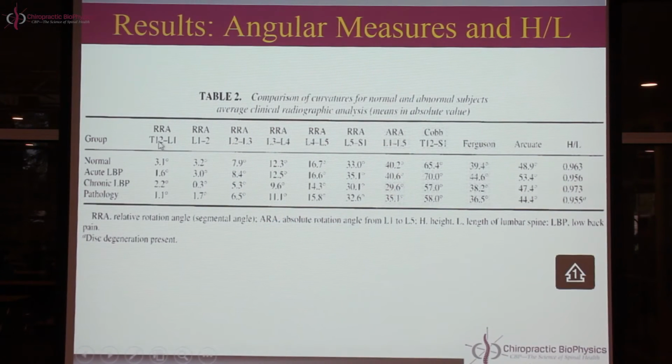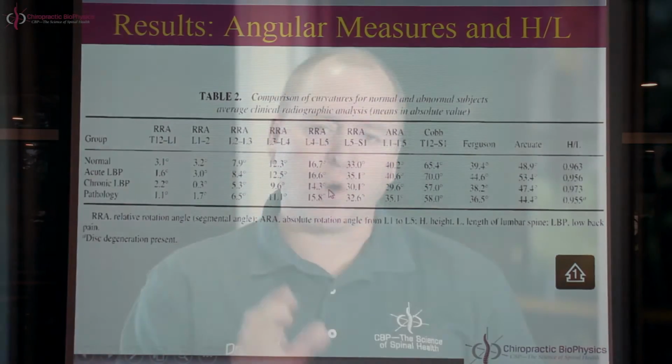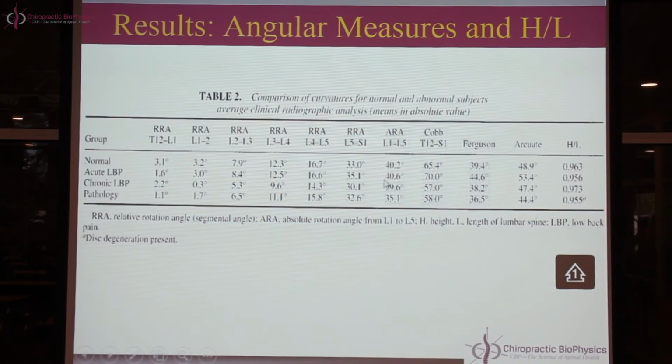Okay, now segmental angles, relative rotation angles: normal, acute, chronic, and pathology. If you go all the way down, you start to see distinctive differences, specifically right in this lower lumbar region. If I look at the total angle of curve, the ARA L1 to L5, it's 40 for the normal and 40 for the acute, not much of a difference. However, there's a big difference in the pathology group.